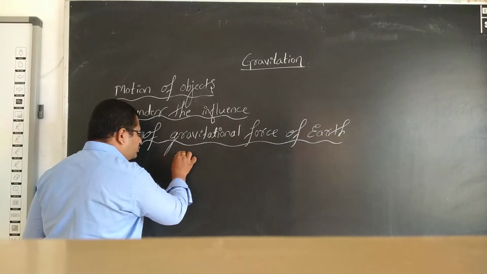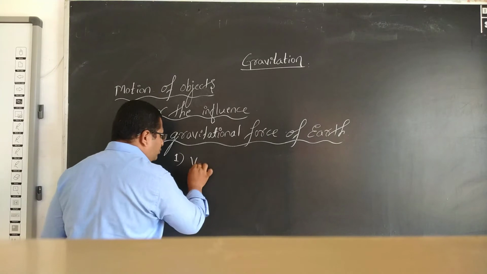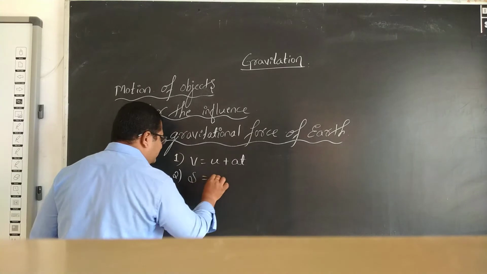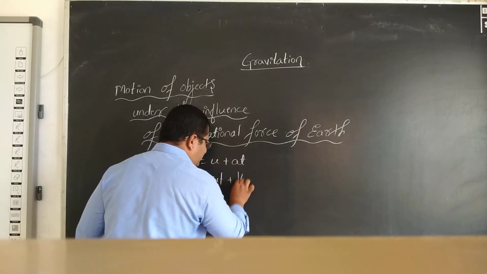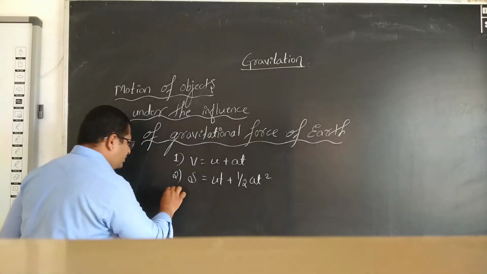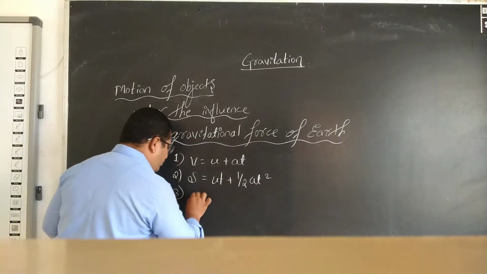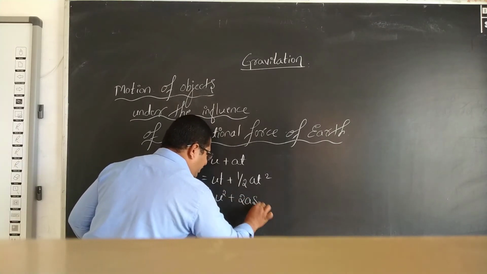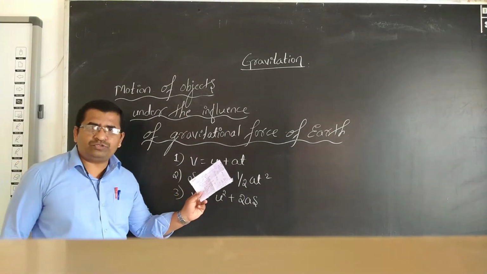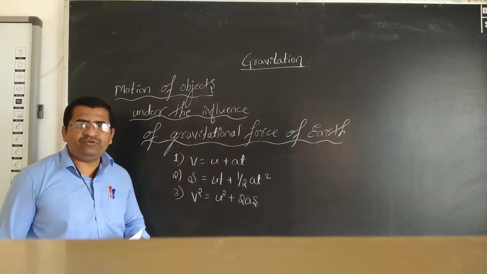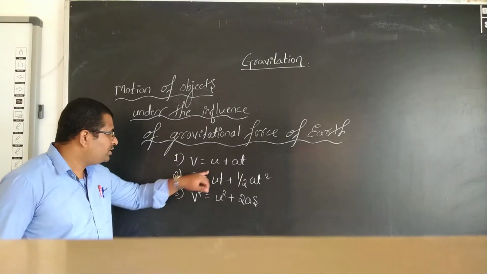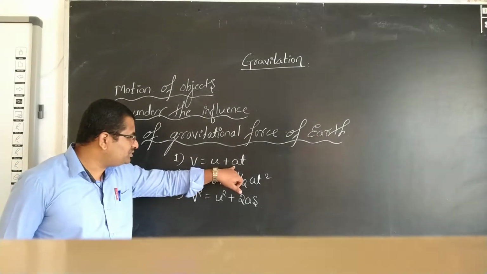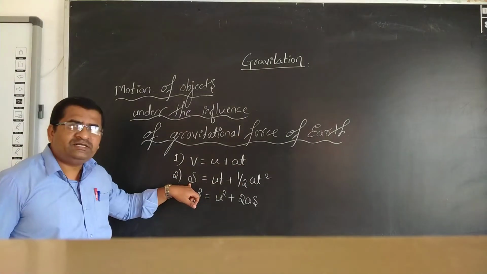The first equation of motion is v is equal to u plus at. Second, s is equal to ut plus 1 by 2 at square. Third, v square is equal to u square plus 2as. These are the three equations of motion of an object which is uniformly accelerating. Here, u is initial velocity, v is final velocity, a is acceleration, t is time, and s is the distance traveled.